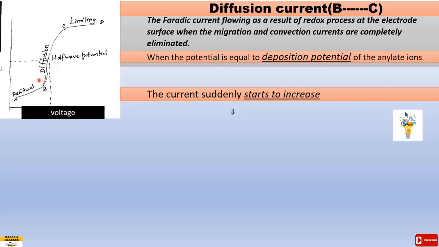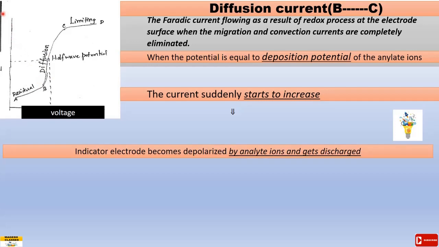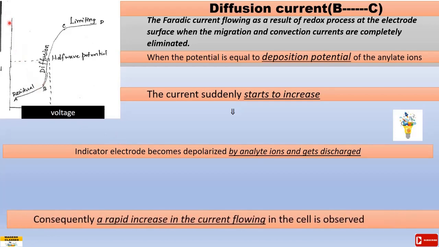This is directly proportional to the concentration of our analyte. As a result of reduction, the indicator electrode becomes depolarized by analyte ions and they get discharged, so electrons are released. A sudden rise in current is observed. This is called diffusion current. It is defined as the current produced as a result of the redox process at the electrode surface when the migration and convection currents are completely eliminated.